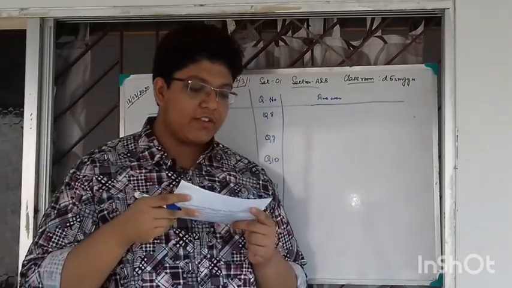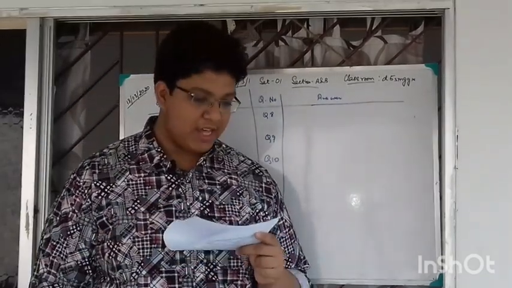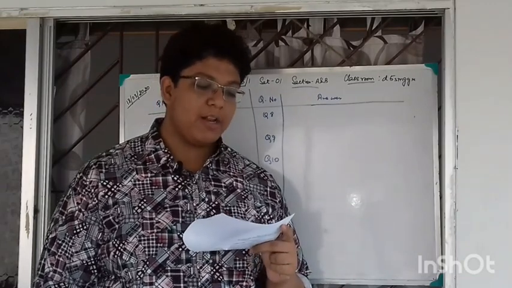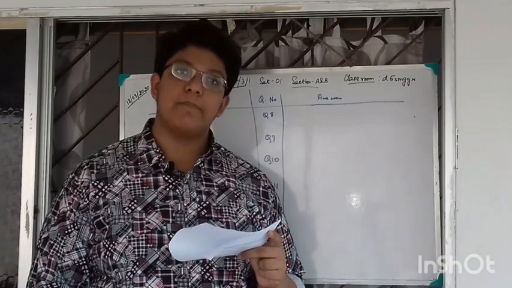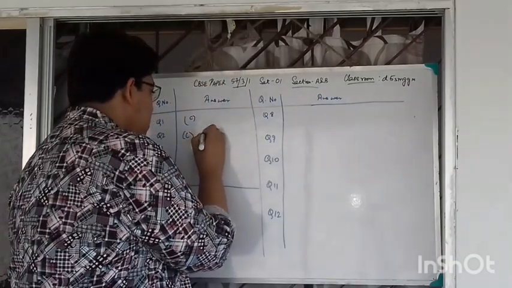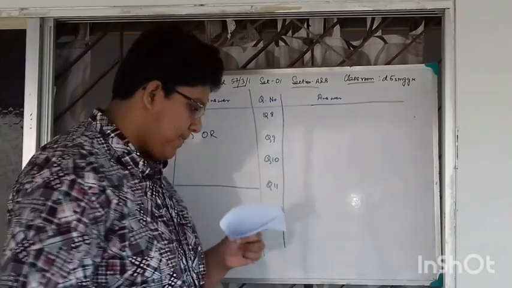Number 2. One of the ex situ conservation for endangered species is: option A, biosphere reserves, no. Option B, national park, no. Option C, cryopreservation. Cryopreservation is an ex situ measure.